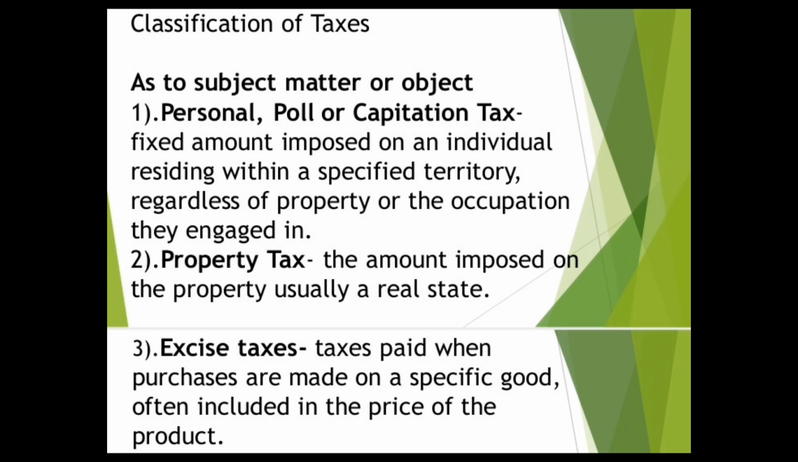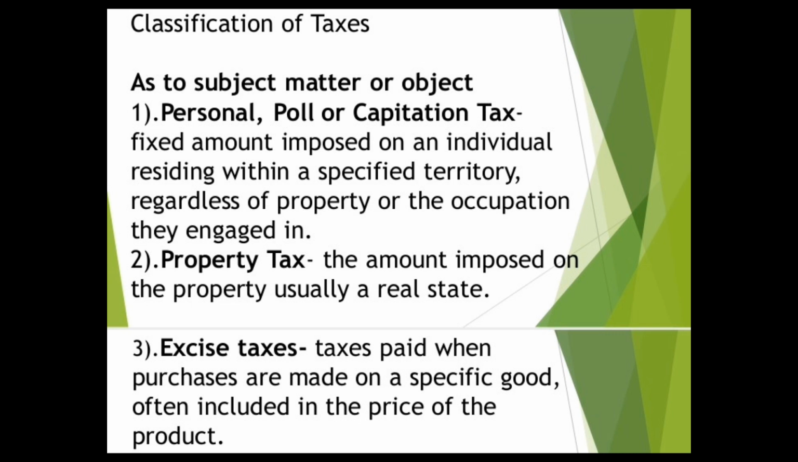A historical example of a poll tax is the head tax imposed in certain regions, where each adult had to pay a fixed amount regardless of income. Second, property tax, the amount imposed on the property, usually a real estate. An example of property tax is the annual tax assessed on the value of real estate, such as house or land.